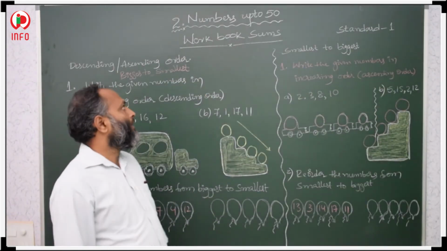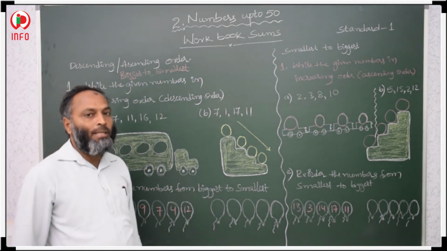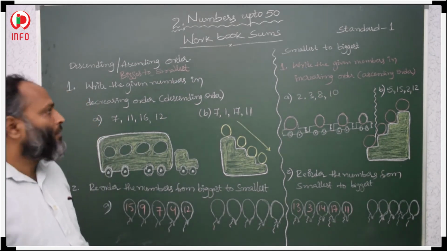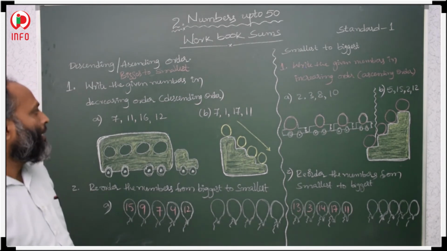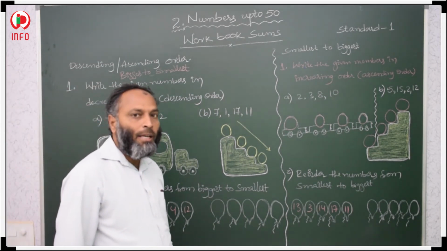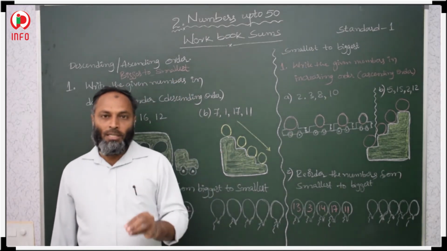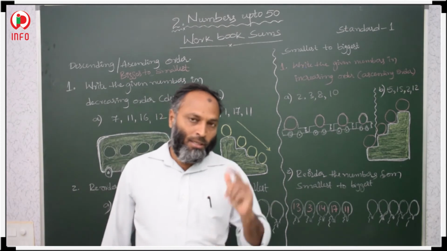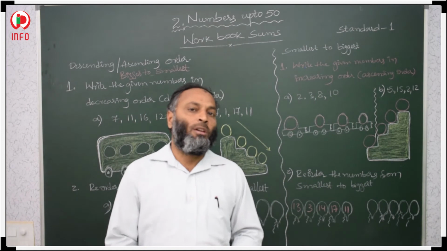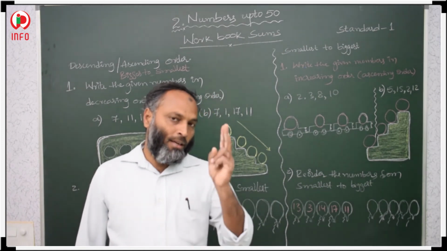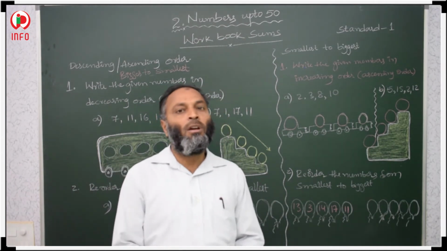Okay. Now students, here are questions based on ascending order and descending order. The first two questions are based on descending order. Descending means decreasing order. Decreasing means from bigger to smaller we have to write. First we have to take the bigger number, then a little bit smaller, then a little bit smaller, and the smallest one. So in this order we have to write.